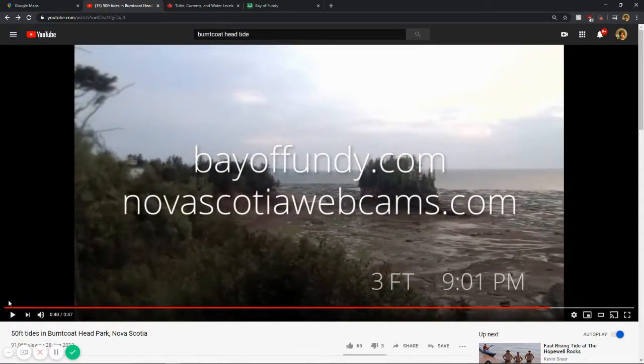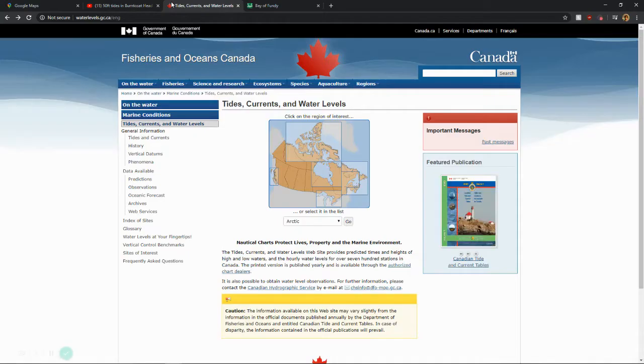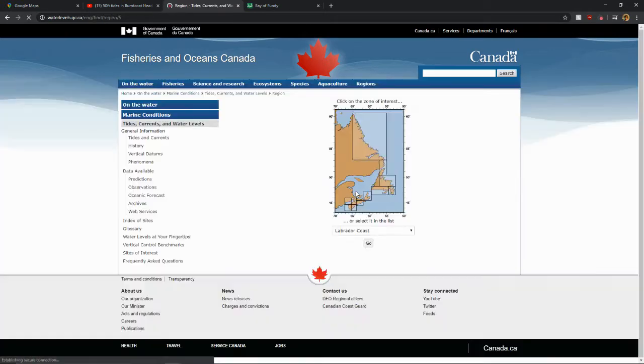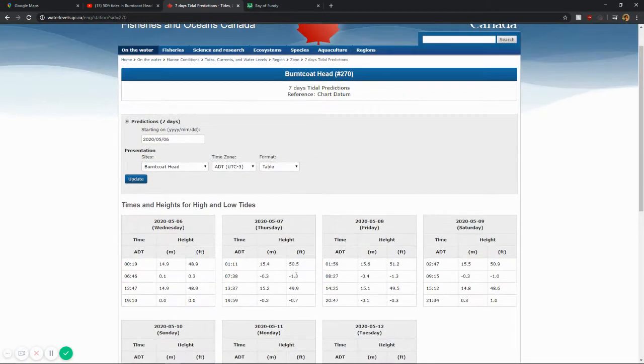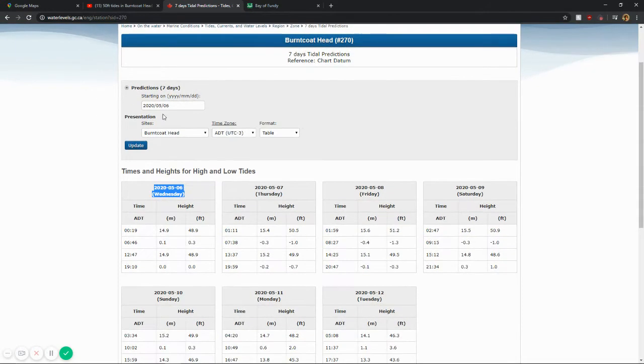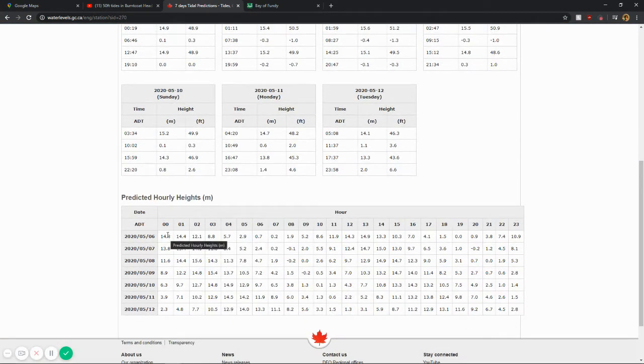And you can actually go and get data about the tides in this location on Canada's websites for fisheries and oceans. And so if you click on the region of Canada that this is in, and then Bay of Fundy's in, looking at this region here, and then if we want to get Burnt Coat Head, which is where this place is, you can actually pull up tide data for each day. These are predictions because today, as I'm recording this video, is May 6th. But you can also get these predicted hourly heights.